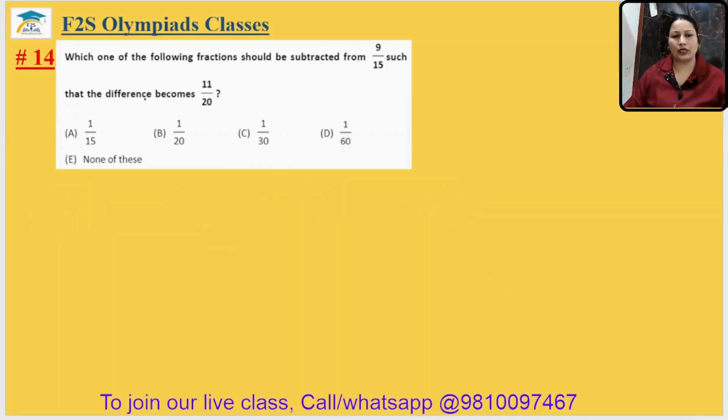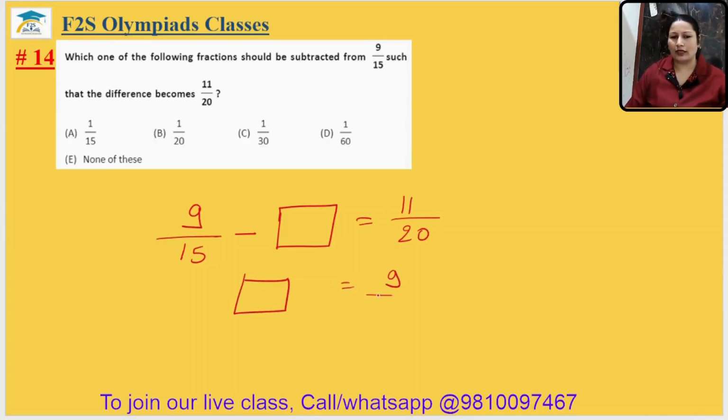Question number 14. Which one of the following fractions should be subtracted from 9 by 15 such that the difference becomes 11 by 20? So 9 by 15 minus, suppose that fraction is a box. I have written here a box. And the difference is 11 by 20. So what will be the box? Box equals 9 by 15 minus 11 by 20.